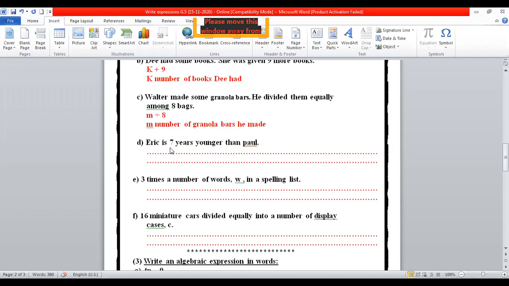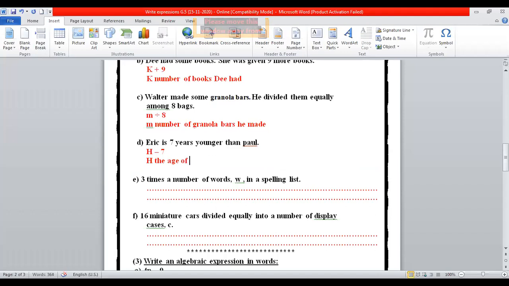Here, Eric is 7 years younger than Paul. We use the letter first. H minus 7. We start by the letter after them. And the H here represents the age of Paul.